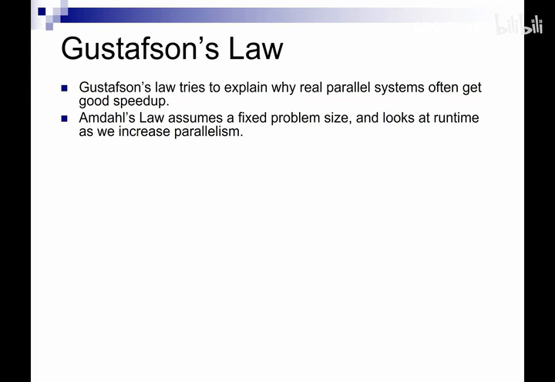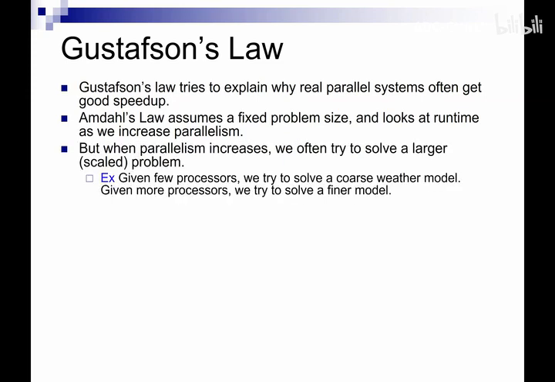The reason Gustafson's law is different from Amdahl's law is that it makes a different assumption. Amdahl's law assumes that we have a fixed problem size, a fixed problem consisting of a sequential part and a parallel part. The only thing that you vary is the number of processors that you use. So you fix the problem, increase the number of processors, and look at your speedup, and then it gives an upper bound on that speedup.